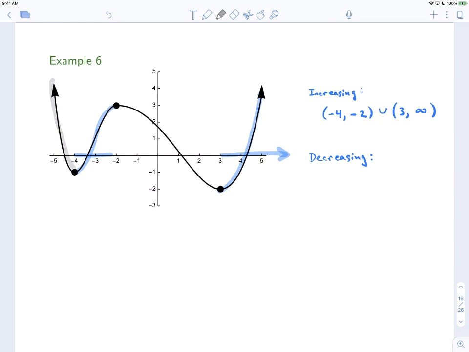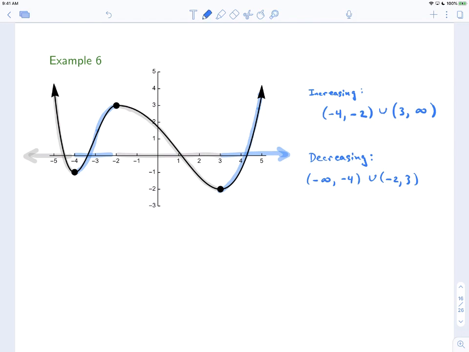So those aren't really very smooth, so let's try a little harder. There we go. So it's decreasing from -infinity to -4, and it's decreasing from -2 to +3. So -infinity to -4, union -2 to +3. Again, we don't include the endpoints of these intervals because at these local minima and this local maximum value, it's not increasing or decreasing.